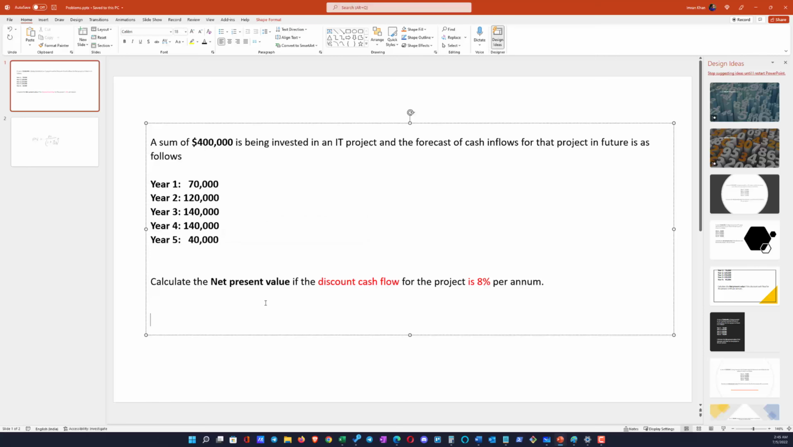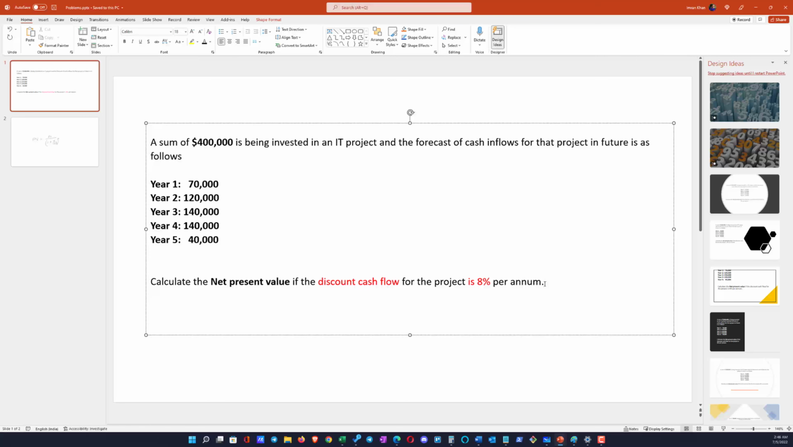Now in this problem it is asking us to calculate the net present value, and they have also given us the discounted cash flow. When you are in your academics, usually people will tell you the opportunity cost of capital is some 5%, 4%, 8%, whatever it is. Or sometimes they use the word cost of capital. Don't get confused. It means they're talking about discounted cash flow.